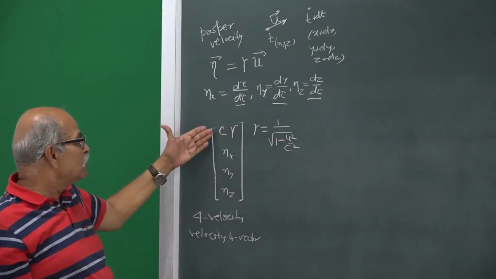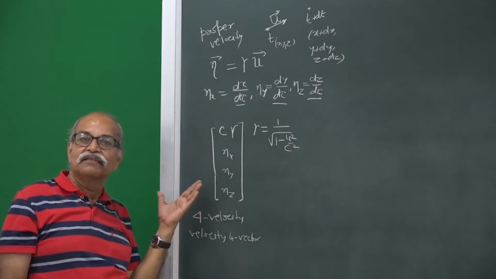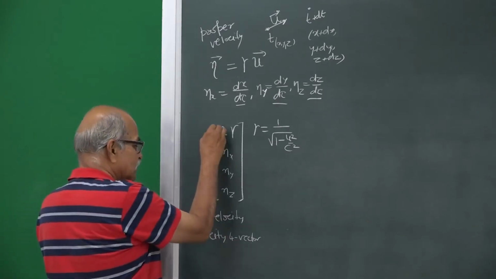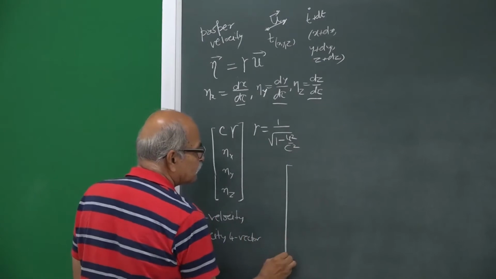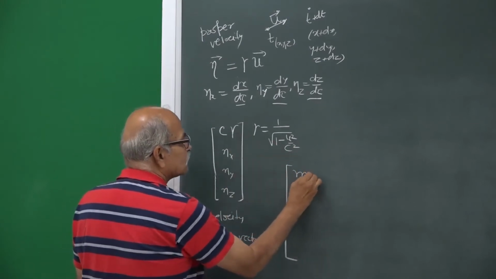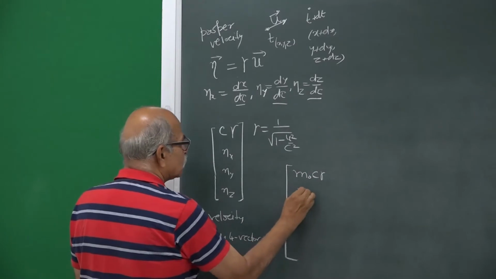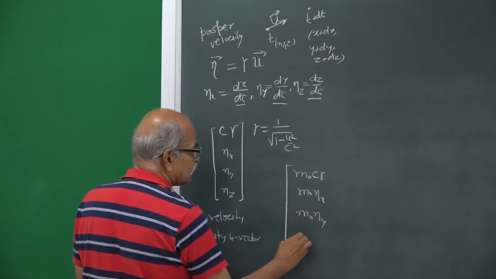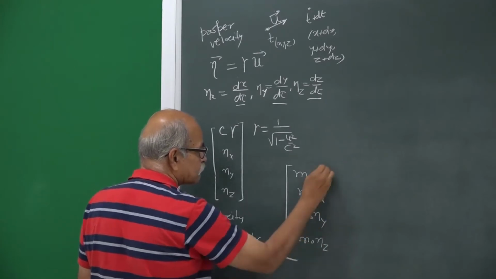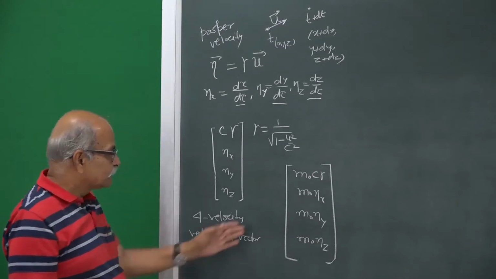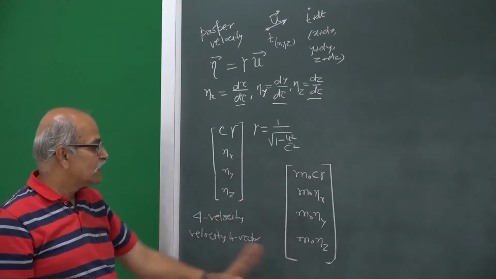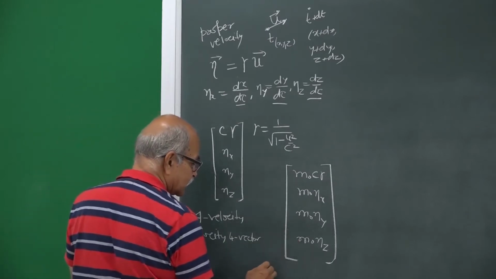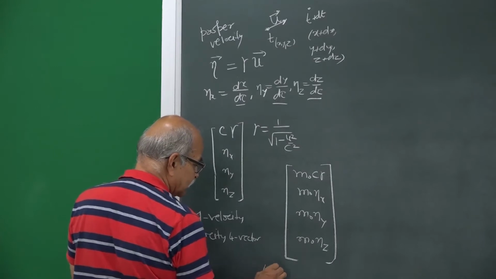Now, we multiply all the 4 components with the rest mass of the particle, which is again a constant. So, m naught times this. We construct another 4 vector: m naught times c gamma, then m naught times eta x, m naught times eta y and m naught times eta z. Since this is a 4 vector and we are only multiplying by a constant, this is also a 4 vector, and we call it the momentum 4 vector or 4 momentum.